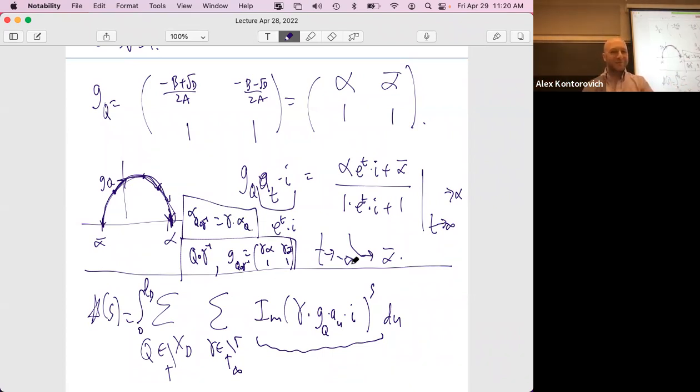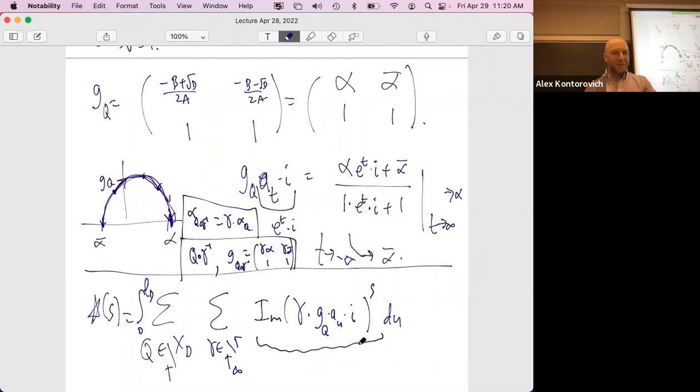Wait, I'm a bit lost. What are we doing? So there are several things we could do here. We could open this up and try to interpret it as an Epstein zeta type function, or we could unfold it immediately and see a slightly simpler computation. How are you trying to unfold it? Right, we have this gamma. The gamma only depends on C, D, and it's hitting this G of Q.